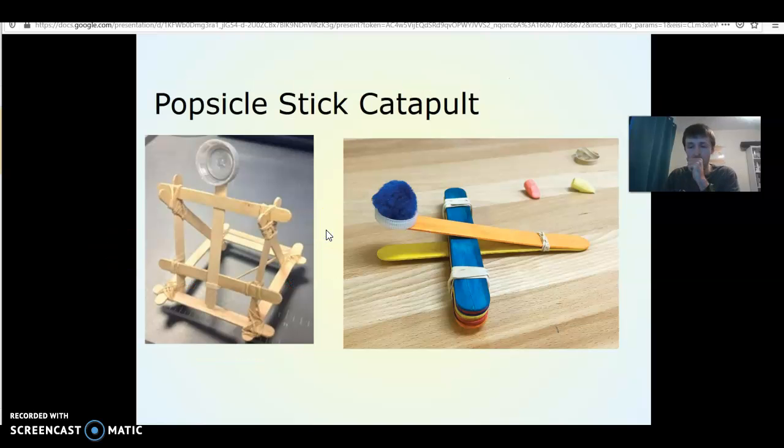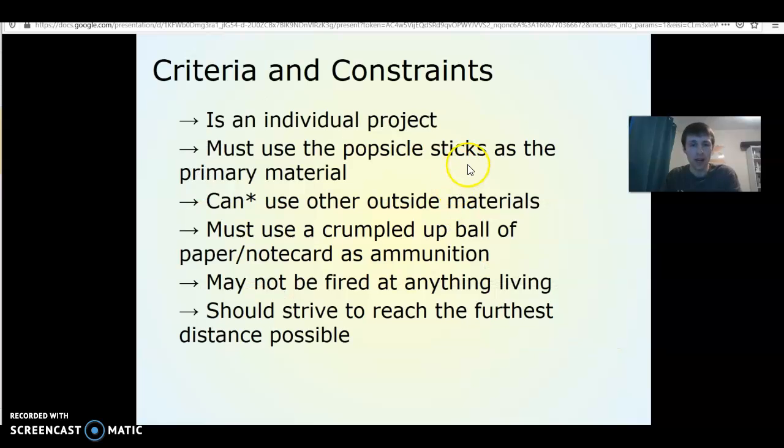So let's take a look at some constraints for our actual catapult. These are some examples of designs you could go for. These are certainly not the only designs, just getting you in the mood. Now, your catapult is an individual project, must be constructed out of popsicle sticks primarily. So you can use other materials, but I shouldn't see like a Lego catapult with 1 popsicle stick in it. I should see a popsicle stick catapult with some Legos in it, if you're going to use Legos, or whatever other materials you want to use, but primarily popsicle sticks as the structure.